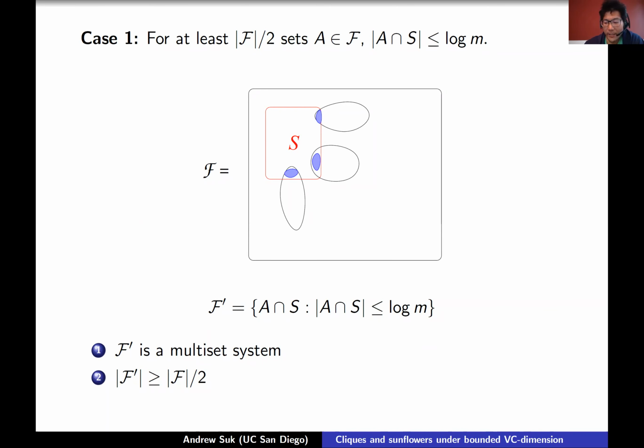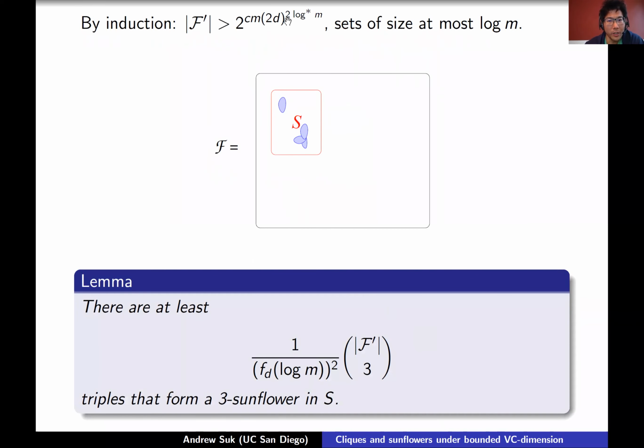So with that in mind, essentially by induction, since F prime is so large, it has size essentially 2 to the M log star M. The sizes of the sets are very small. They only have size log M. Essentially by induction and a crossing lemma type argument, you can conclude that F prime has many triples that form a 3 sunflower.